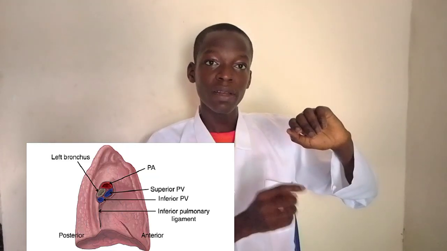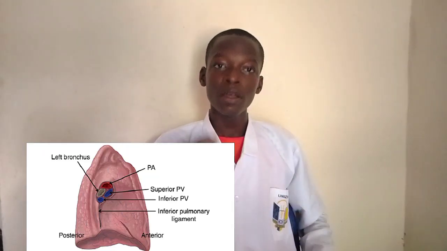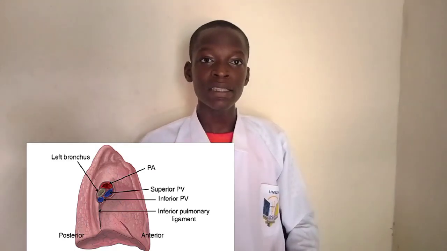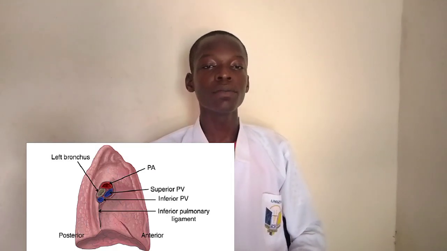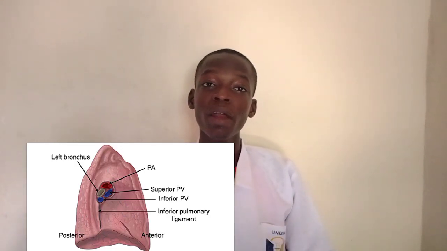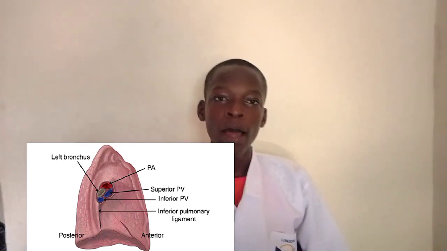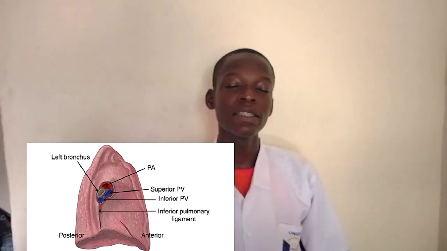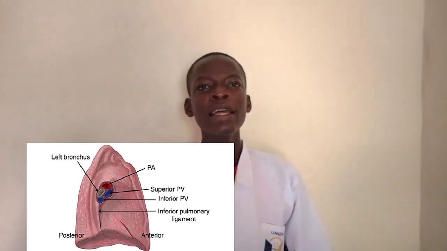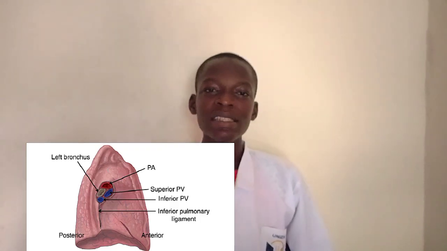It's called the pulmonary ligament, and it is filled with some areolar tissue and a few lymphatics. Now, the functions of the pulmonary ligament. The pulmonary ligament serves as a dead space into which the pulmonary veins expand during increased venous return.